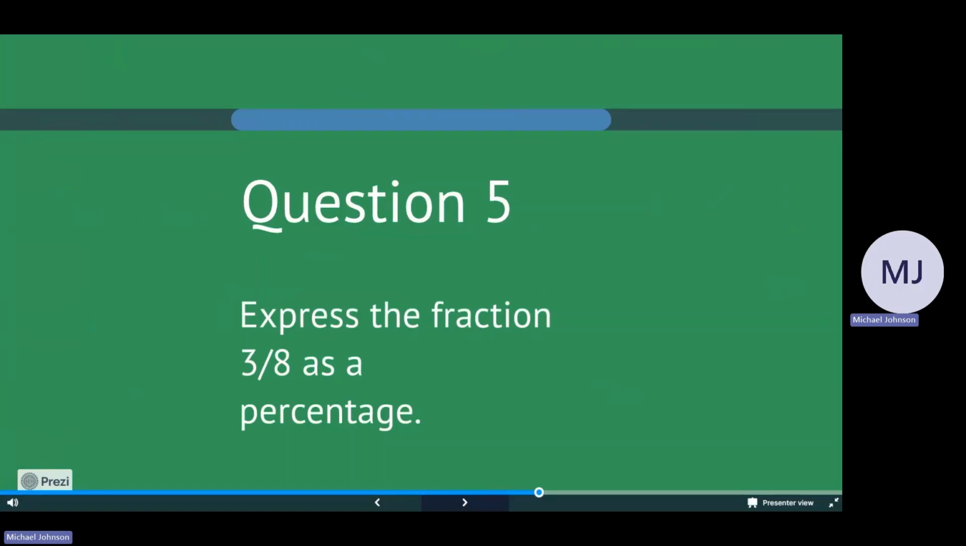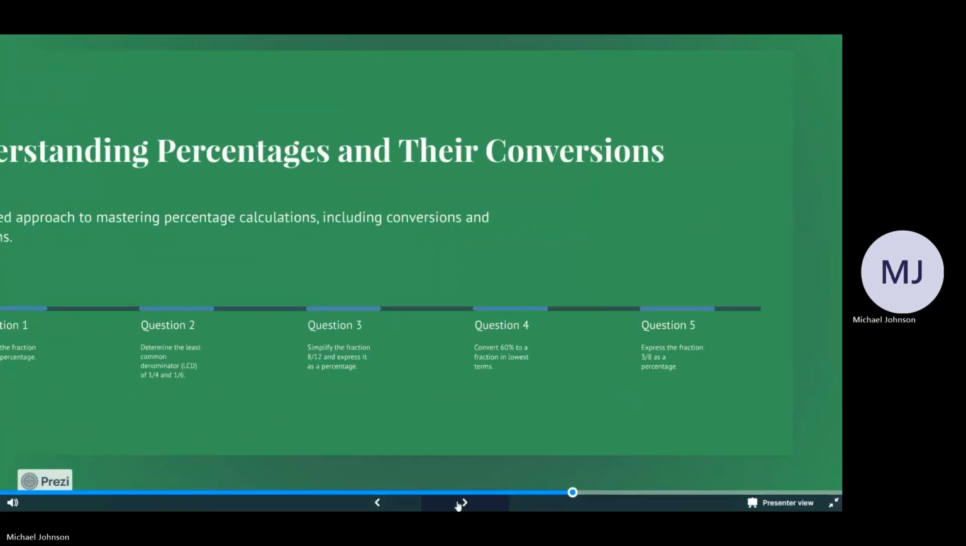Express the fraction 3 divided by 8 as a percentage. You do 3 divided by 8, you turn that into a decimal, which would be 0.375. Multiply that by 100%, and you get 37.5%.